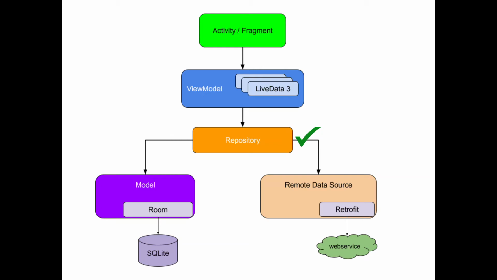The repository is acting as a hub for incoming and outgoing data. The ViewModel is monitoring the repository for changes in the dataset and then updates the UI accordingly. The ViewModel class is described perfectly by its name: it's a model for a view.